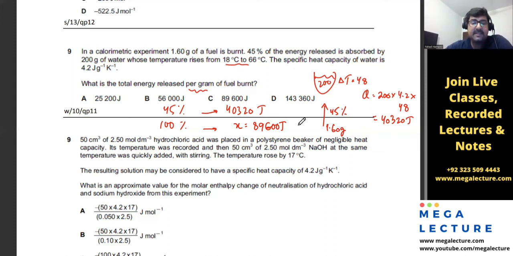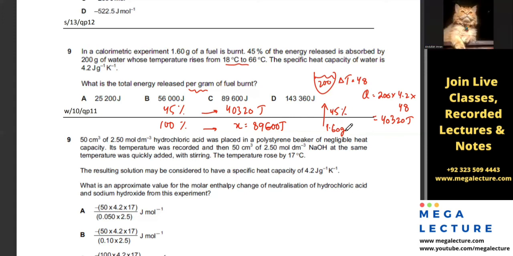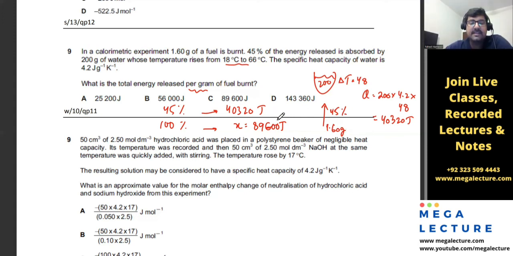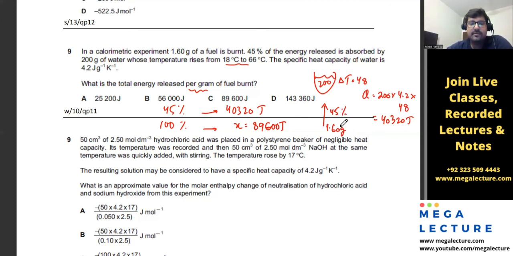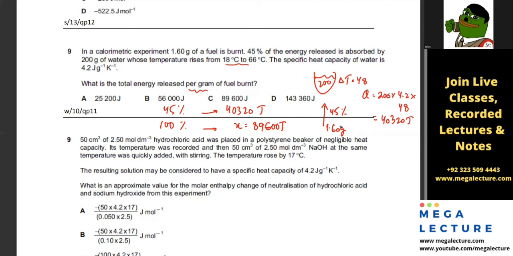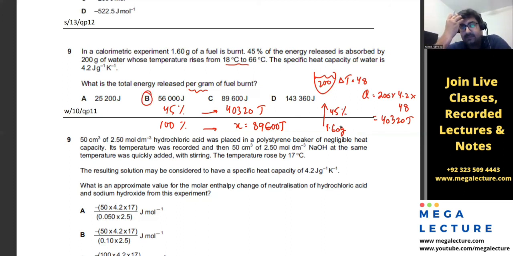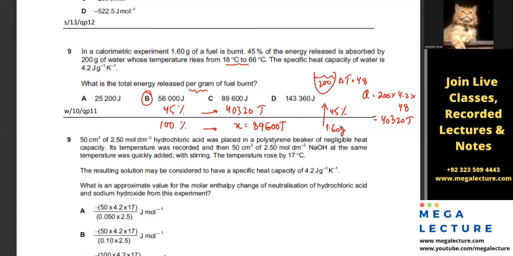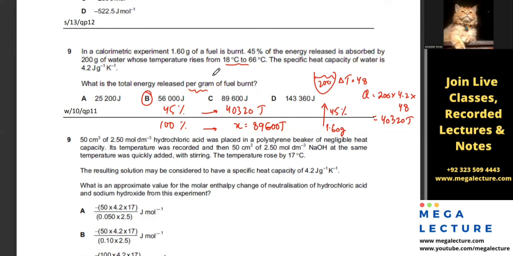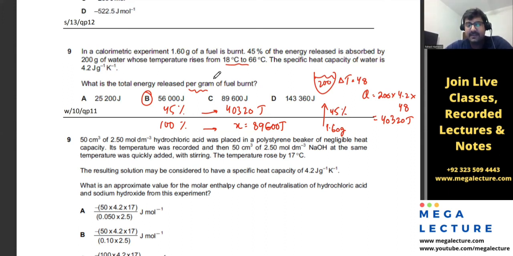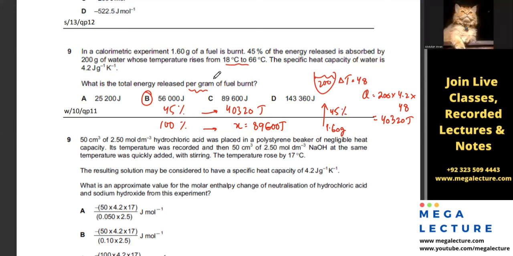This is the amount of energy released by 1.6 grams. So what would be the per gram energy? It's going to be 89,600 divided by 1.6. That's 56,000. I guess it's going to be B. Make sure, especially in MCQs, that if you see an answer, it doesn't mean that's the answer. Most people for this question just stop at 89,600 and ignore that they're asking for per gram. Certain questions need you to pay very close attention to detail. Clear?